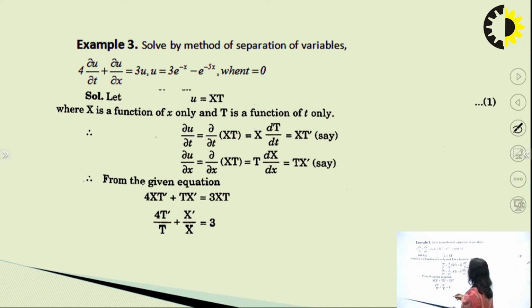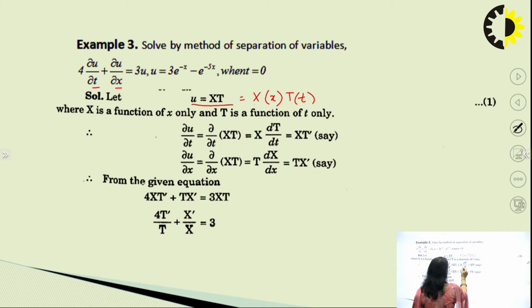Now let us proceed with the solution part. Since x and t are independent variables, u will be considered as a function of capital X and capital T. I have already told you that I can write this notation form as well. Now del u by del t needs to be found, and del u by del x needs to be found. So to find del u by del t, consider x as constant.